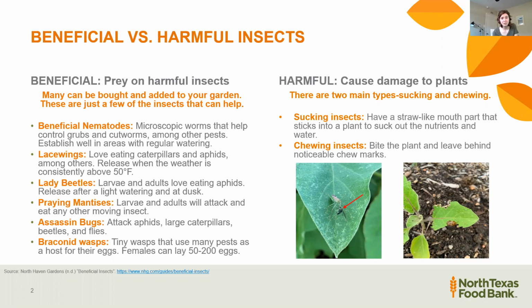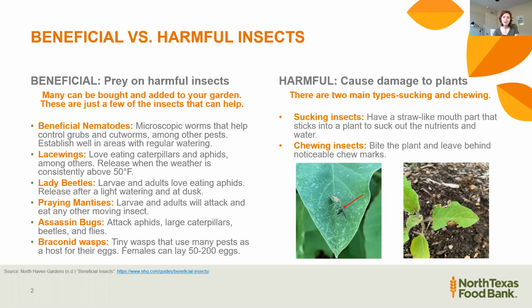So our beneficial nematodes are one. These nematodes are worms that are microscopic. You can't see them without a microscope. They live in your soil, the good and the bad. And they are going to chomp down and help control your soil-borne pests. That's going to include a lot of beetles, a lot of different cutworms and grubs and things like that. You also have lacewings. Lacewings love eating your soft-bodied insects. That's going to be your caterpillars and your aphids, among others.